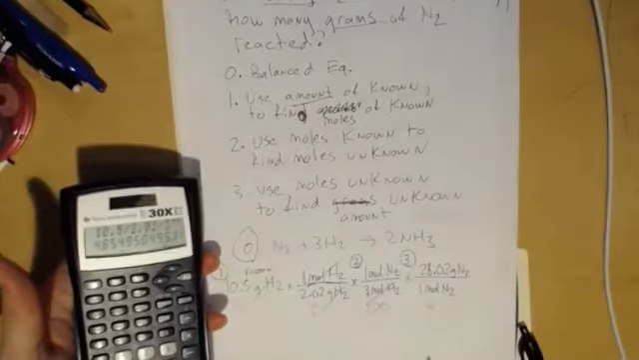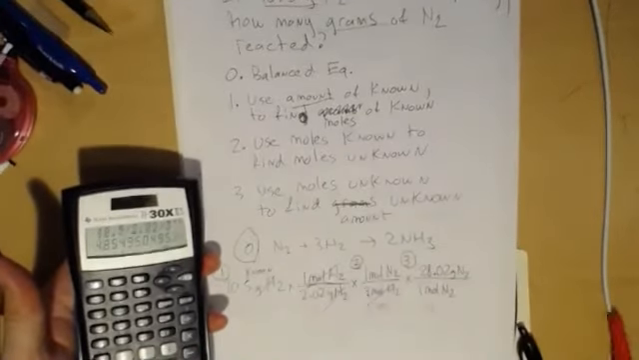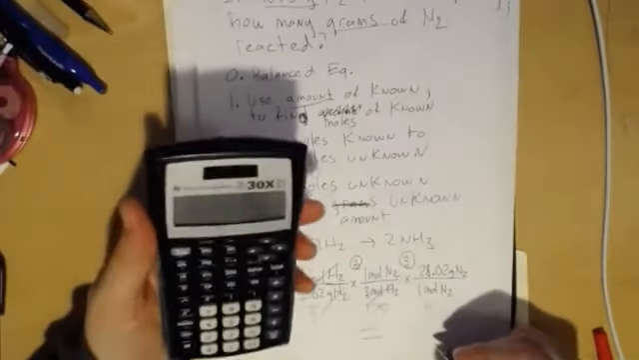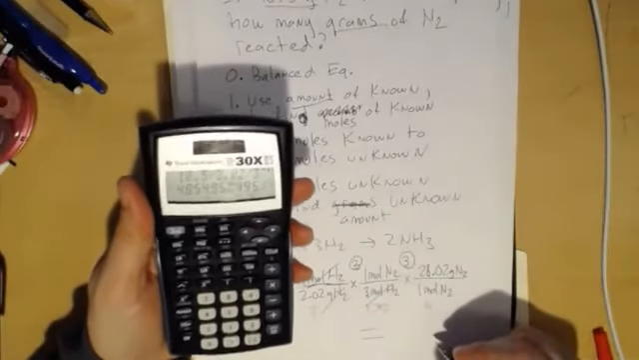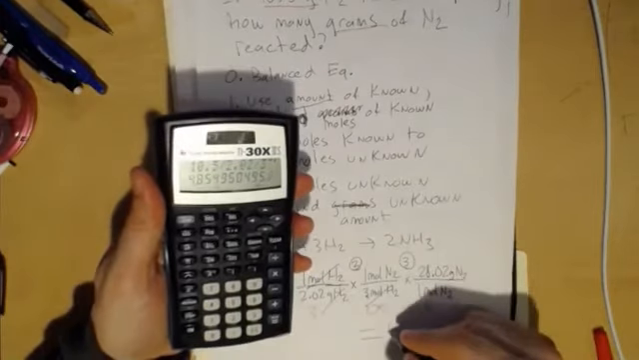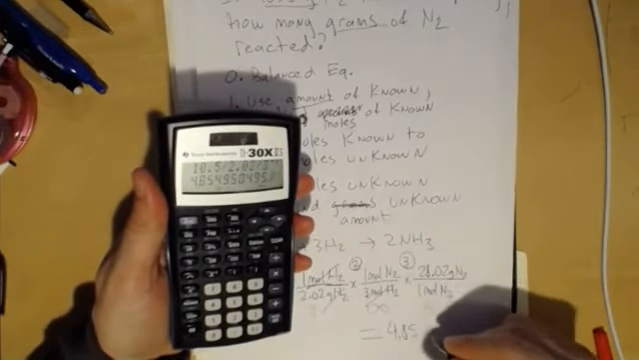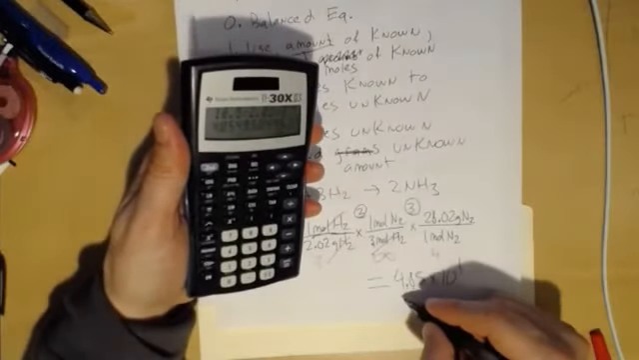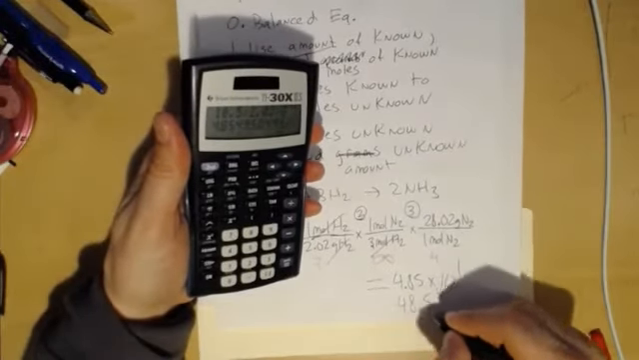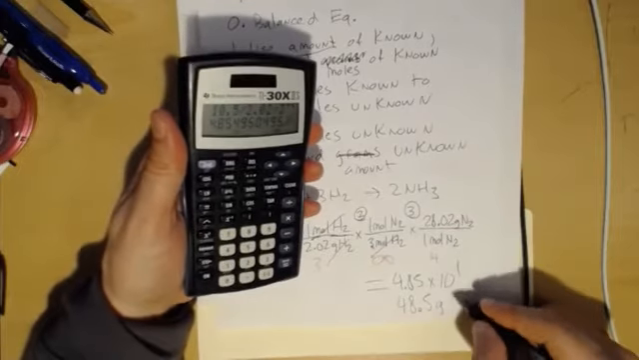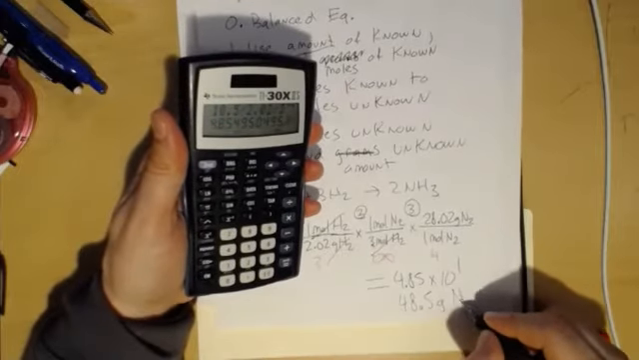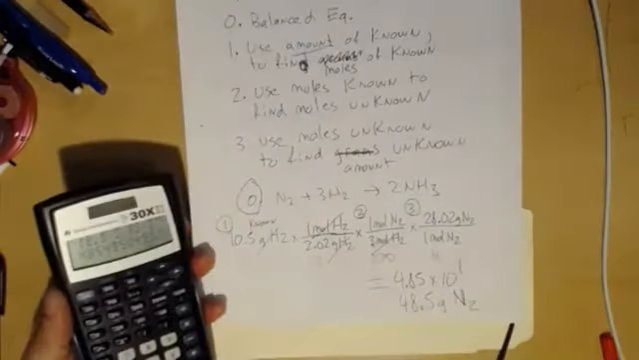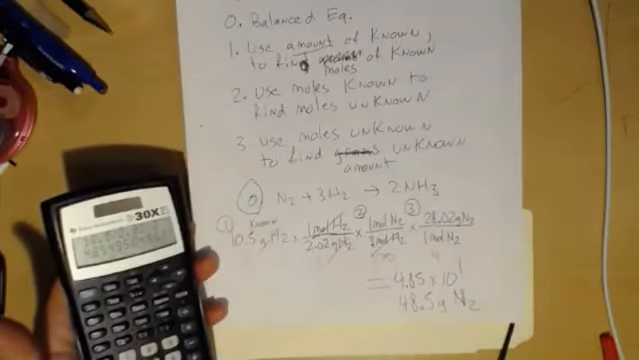Okay, so my answer should have 3. Let me put the equal sign down here. So I want 3: 4.85 times 10 to the 1, or we could just turn that into a number, 48.5 grams of nitrogen reacted. Okay, so there we are. And that's kind of the idea.